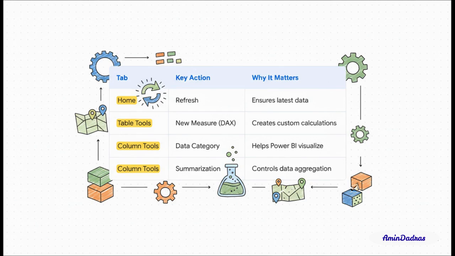But check this out. Under Column Tools, you've got Data Category. This is so cool. You can tell Power BI, hey, this column of text isn't just text, it's a list of cities. And boom, Power BI now knows how to plot it on a map. You can also control summarization here, telling Power BI to count items instead of adding them up. It's all about giving you control over how your data is going to behave.